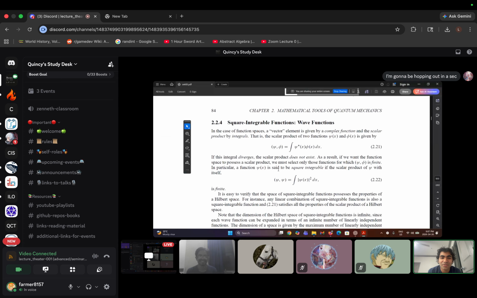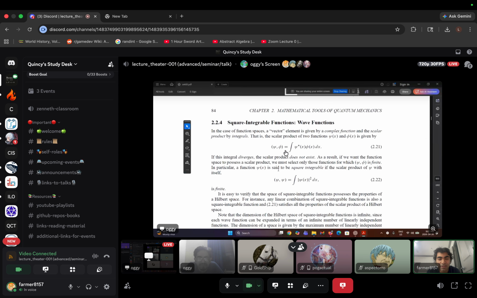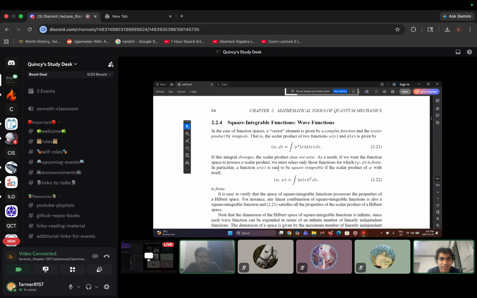2.2.4 Square integrable functions, wave functions. In the case of function spaces, a vector element is given by a complex function and the scalar product by integrals. That is, the scalar product of two functions psi of x and phi of x is given by psi phi equal to the integral of psi conjugate of x times phi of x dx. If this integral diverges, the scalar product does not exist. As a result, if we want the function space to possess a scalar product, we must select only those functions for which psi phi is finite.